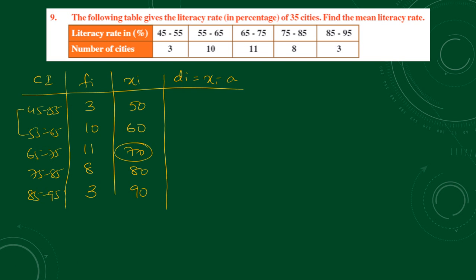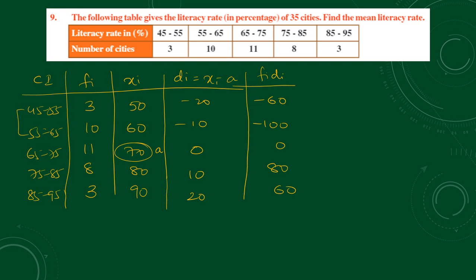So consider this middle one as a. Then this becomes 0, minus 10, minus 20. This is plus 10, this is plus 20. What is the final column? fi into di. So when I multiply, minus 60, minus 100, 0, 80, 60. 3 twenties are 60, so 60 and 60 get cancelled. Now this becomes minus 20. So sigma fi di is equal to minus 20 and sigma fi is equal to 35.